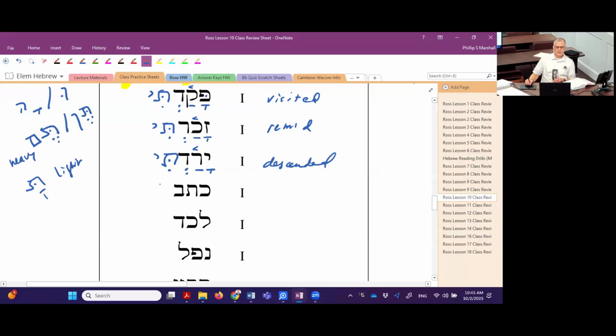Okay, so katav should be what? If I've got pakati, zaharti, yarati, katav is katavti. When you start getting the patterns fixed in your head, this is when you're beginning to learn it. Katavti, accent goes on tav, root 2, right? And then what goes in the kaf? A dagesh lene. And what does katavti mean? I wrote. T is I.